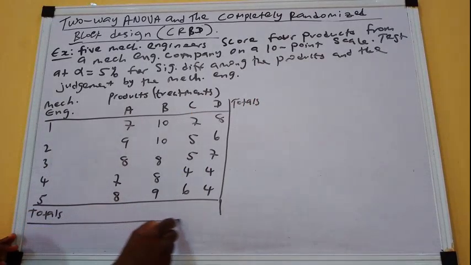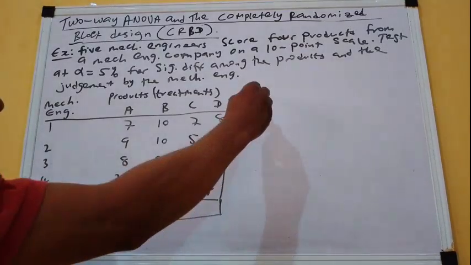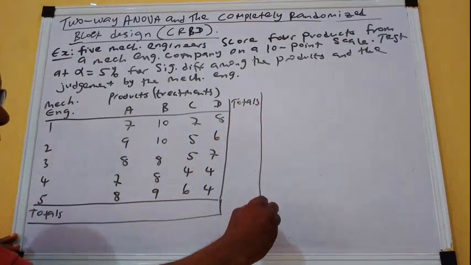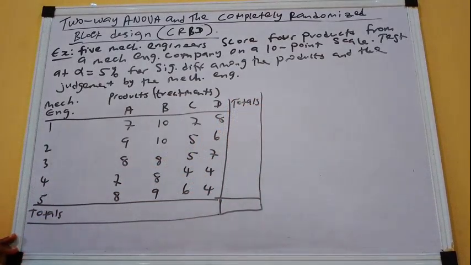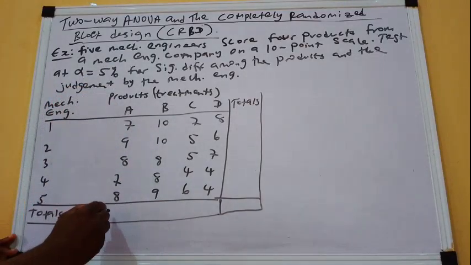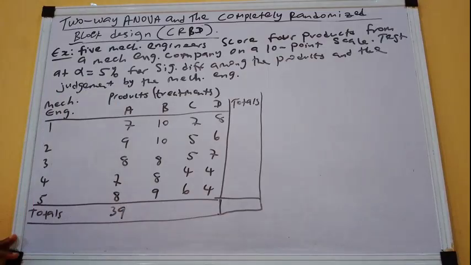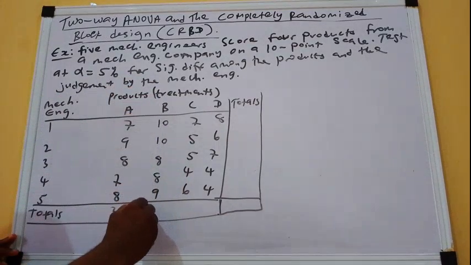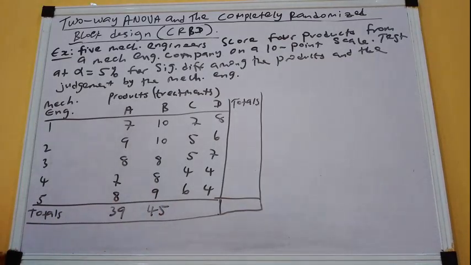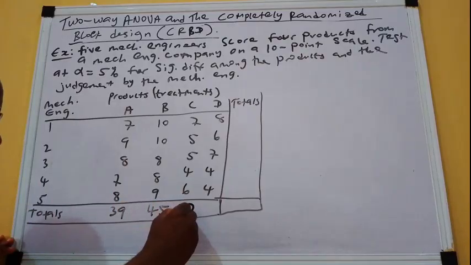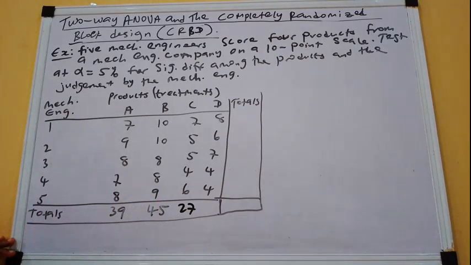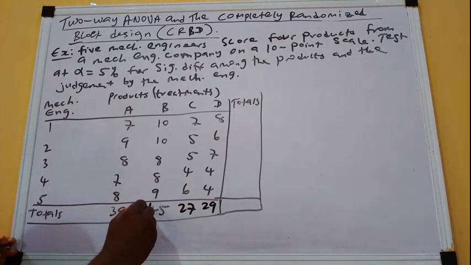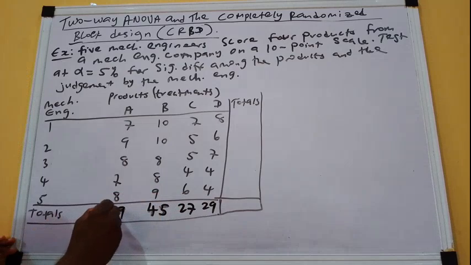So when you create this, you are going to have a very good result. So permit us to go now. The total from this is 39. Then the total for B is 45. Then you have to bring out your calculator as you are learning. Then the total for the next one is 27. Then the total for the last one is 29.